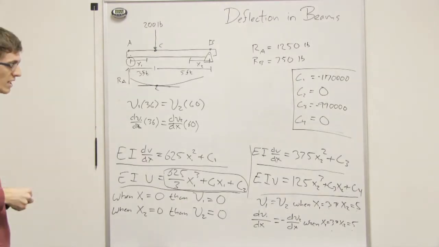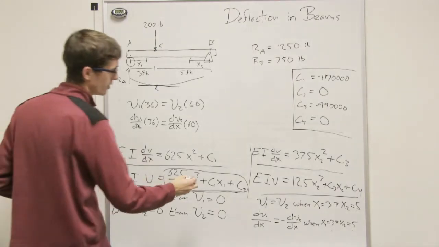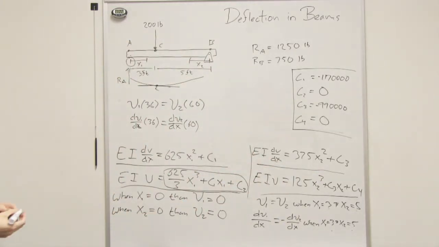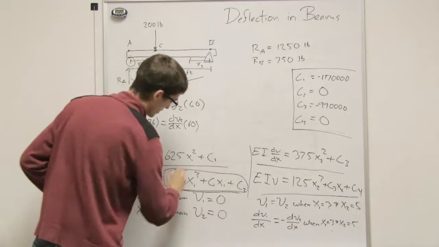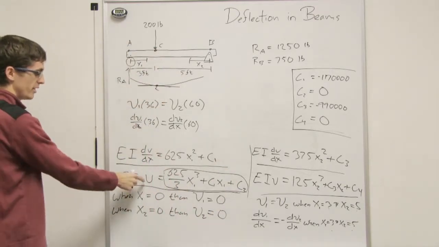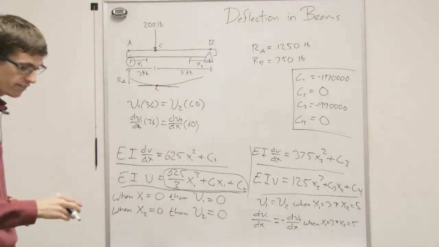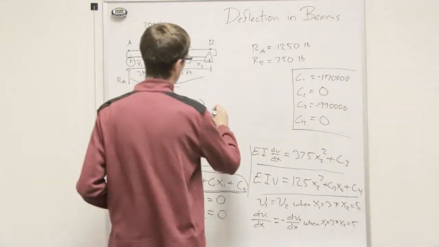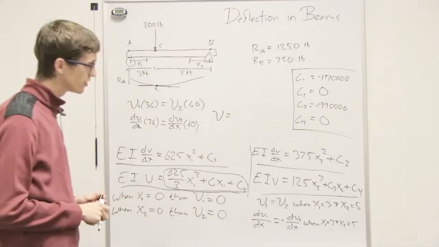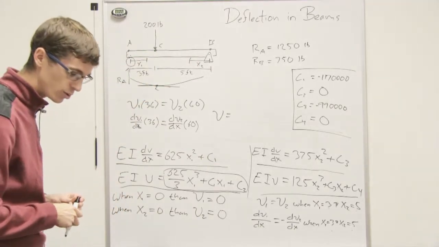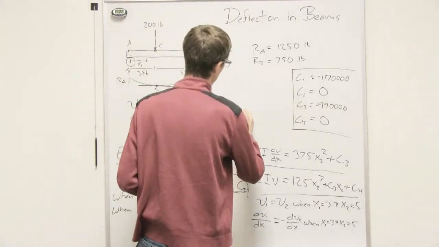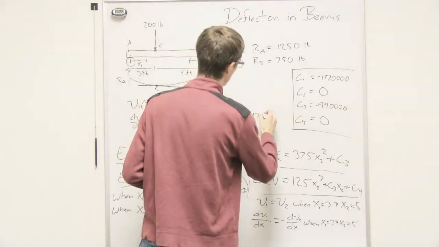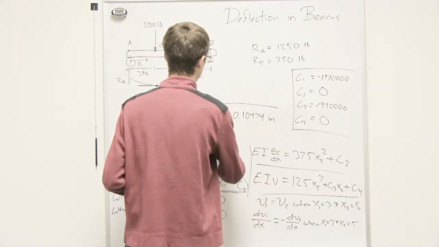And yeah, I can now take those and plug these into these equations and then solve for our v. Do not forget to divide whatever you get for this by the I and E so you get your deflection. And once I have done that, I found that the deflection at C at that point is equal to 0.10474 inches.